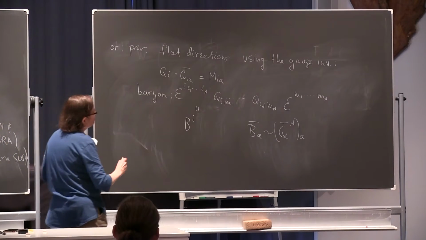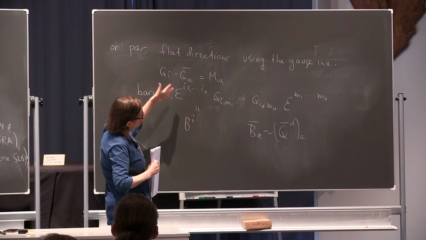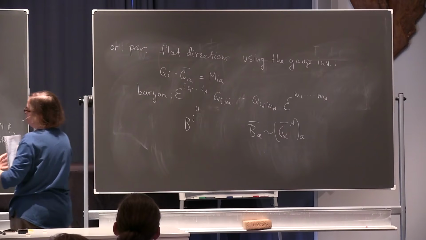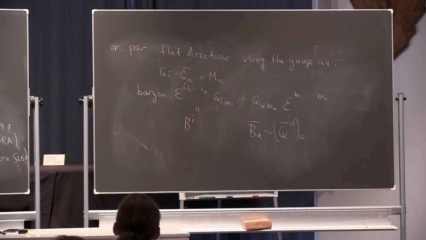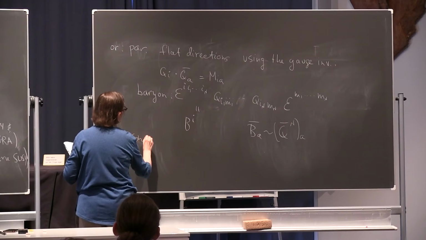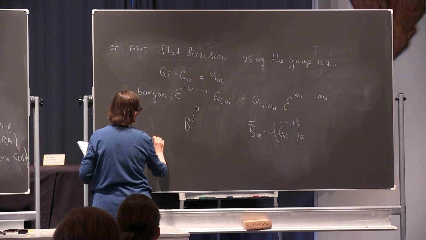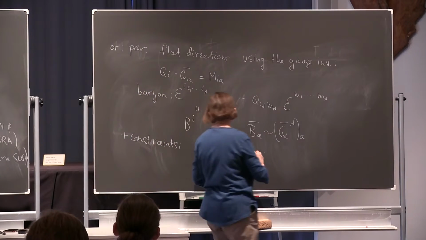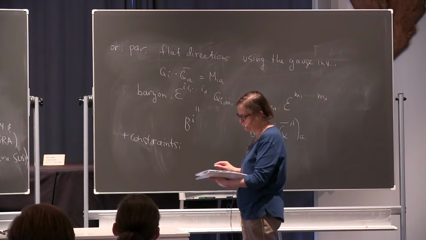Now, if I count the number of baryons and mesons that I have, there are too many of them. They cannot possibly describe the original moduli space, so they satisfy some constraints. They're not all independent. So the constraints are the following.